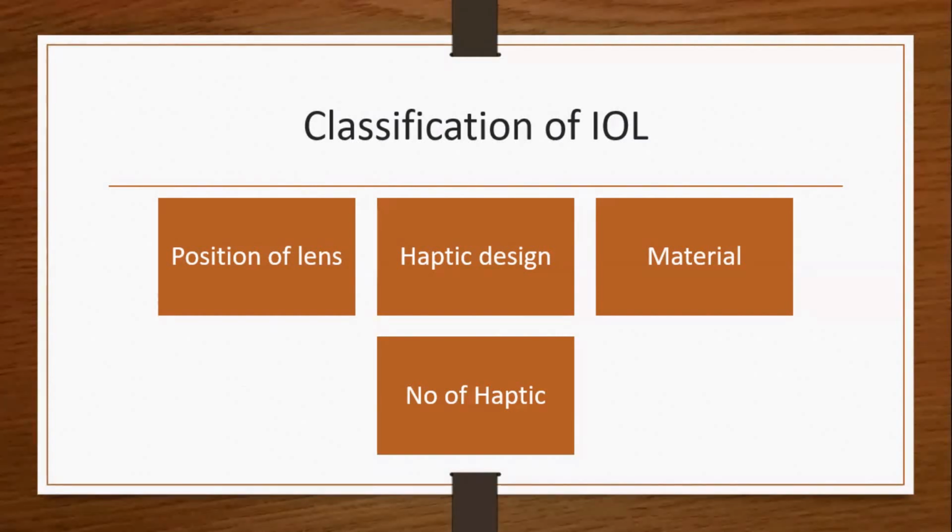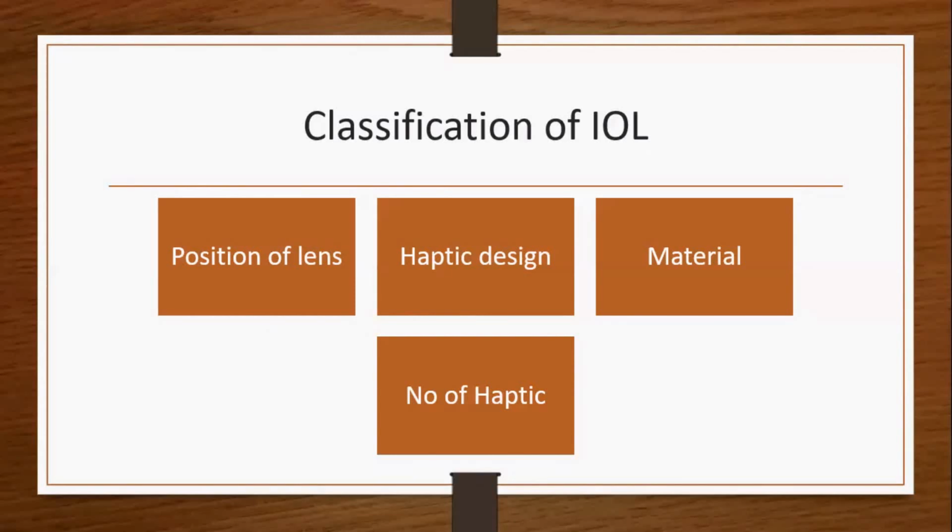Next is the material. Nowadays the IOL market is mainly based on the material of the IOL, because the material has a huge impact on the rate of PCO. If you take an IOL, the material is of 3 different types. One is hydrophobic, and the second is hydrophilic. The third is the copolymer. Copolymer is nothing but a mixture of hydrophilic and hydrophobic. Then the 4th point is the number of haptics. Mostly the IOLs nowadays come with a 2 haptic design or a 4 haptic design. Each type I will explain to you in the pictures.